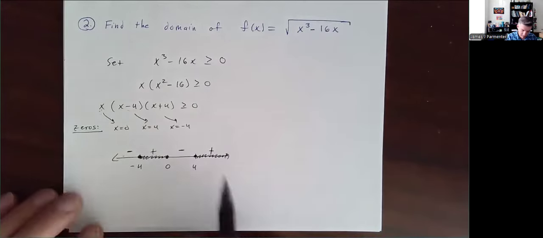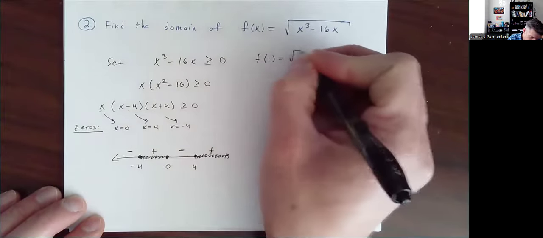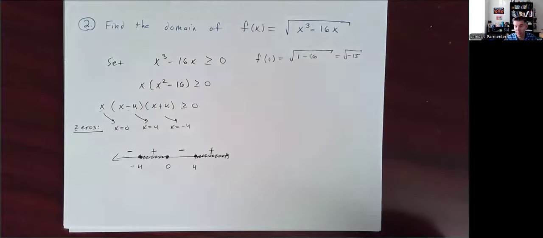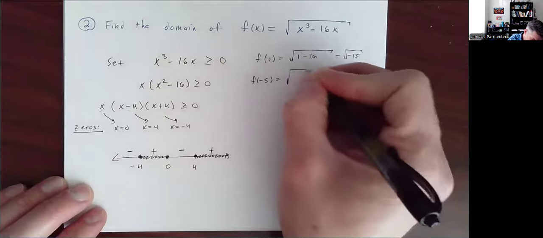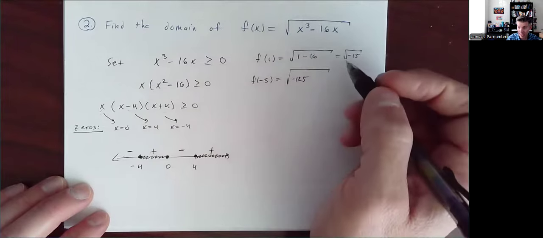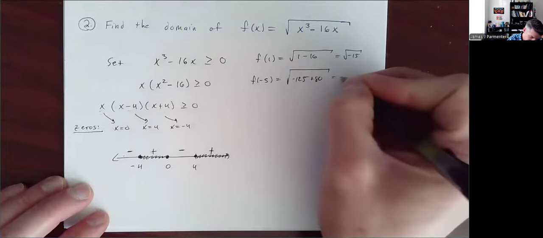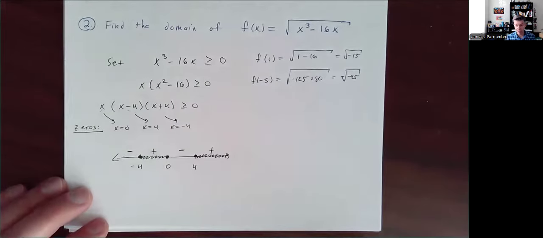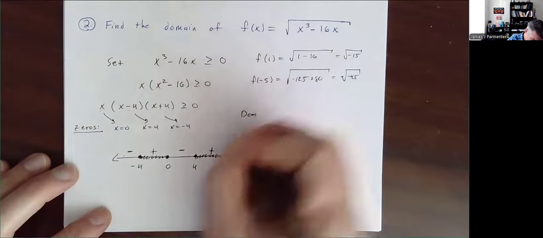For example, if I plugged in 1 back into the original function, just to show you that I don't want 1, f of 1 would be the square root of 1 cubed, which is 1, minus 16. That's the square root of negative 15. That's not real. I don't want that. Similarly, if I pick negative 5, f of negative 5 would be the square root of negative 5 cubed, which is negative 125, and negative 16 times negative 5 is positive 80. And negative 125 plus 80 is negative 45. Again, I can't take the square root of a negative number. So those two values should not be in my domain because I can't evaluate the function there and get a real result.